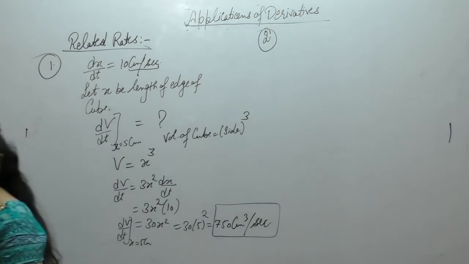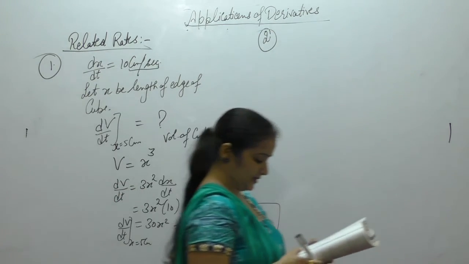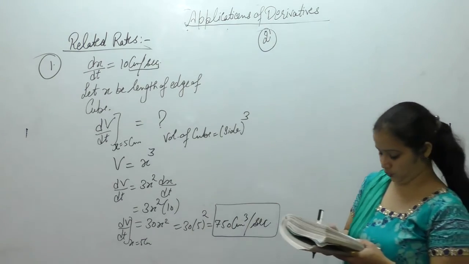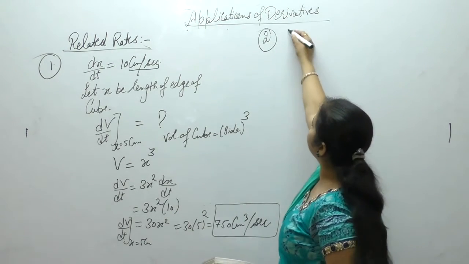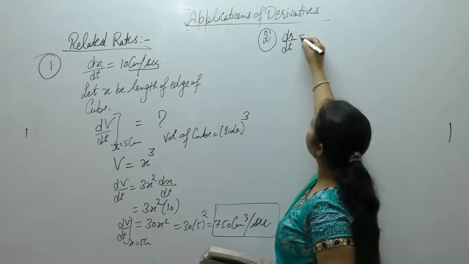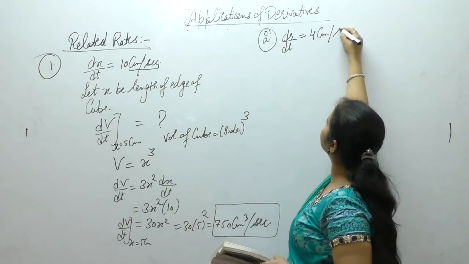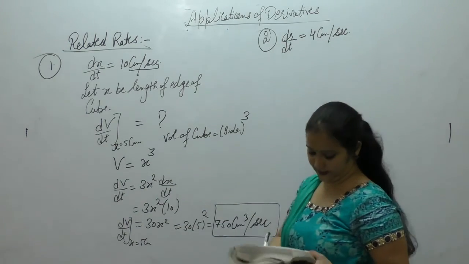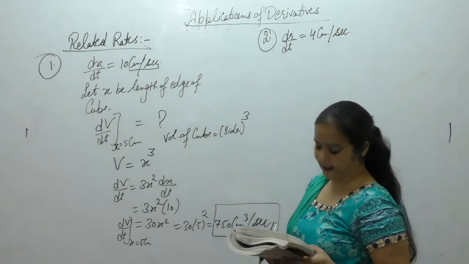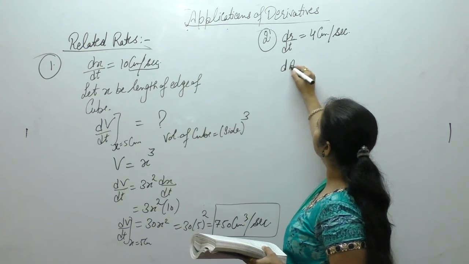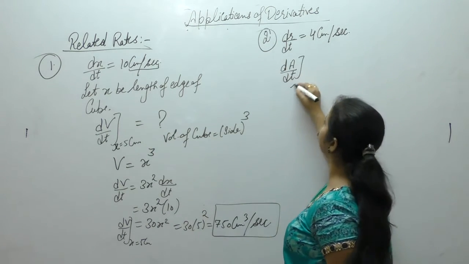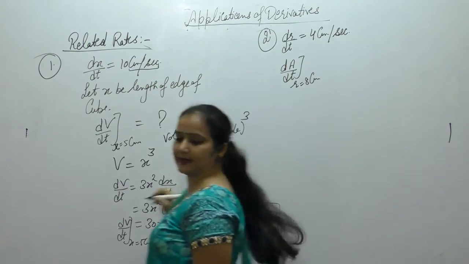Clear? Next one. The radius of a circle is increasing uniformly at the rate of 4 centimeter per second. Find the rate at which the area is increasing when the radius is 8 centimeter.